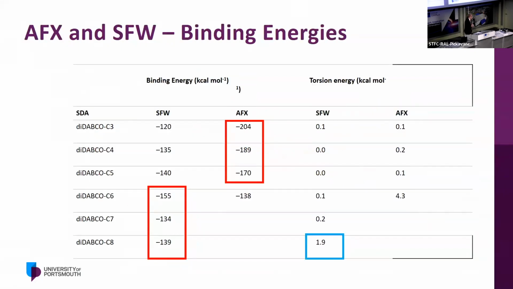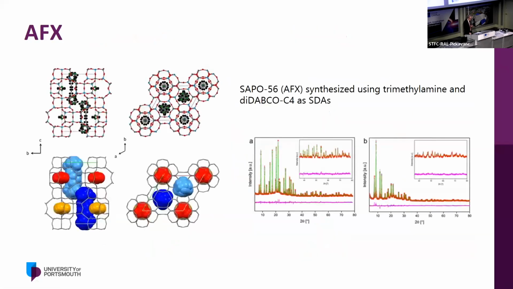Again, that's borne out by the binding energies which we produced. You can see the lower numbers here consistent with good energies in the AFX cage. And then when we get to the larger ones here, 6, 7, and 8, they favor that SFW cage there. Successful synthesis, again, at the predicted locations.